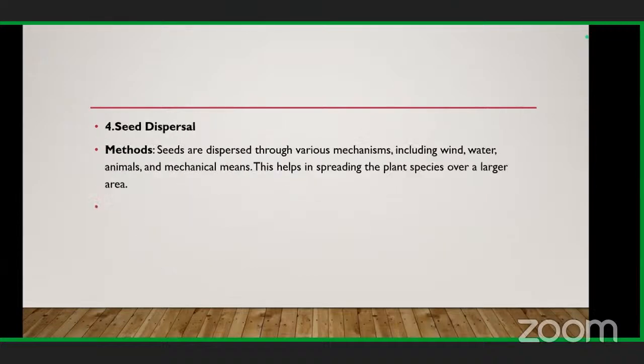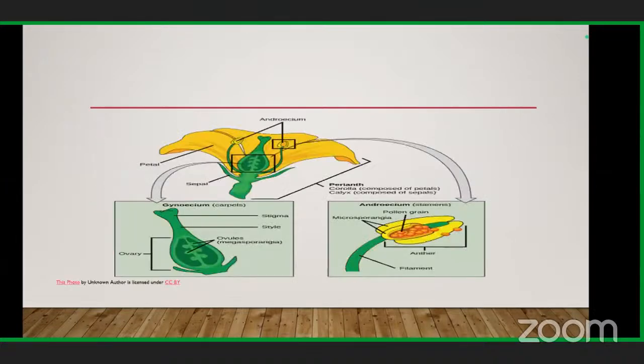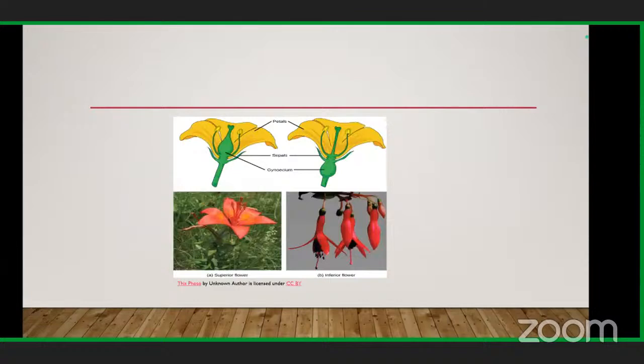Let me show you. Okay, this is a typical flower. So you will see that the yellow part is the petals. Then the long green part is the gynoecium. In the gynoecium, the upper part is where I have marked it.